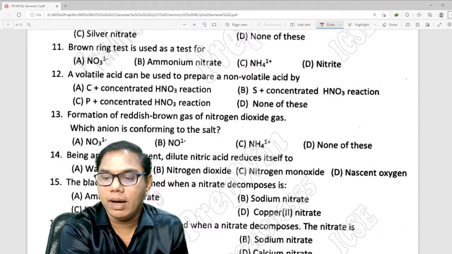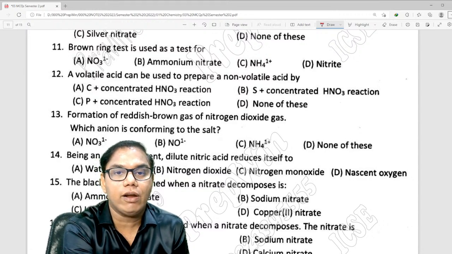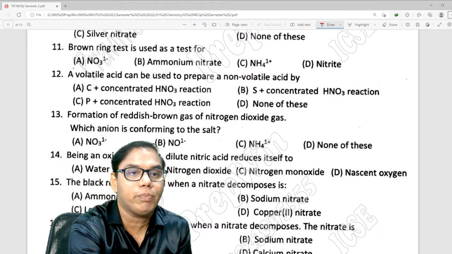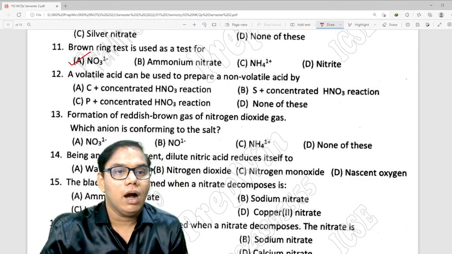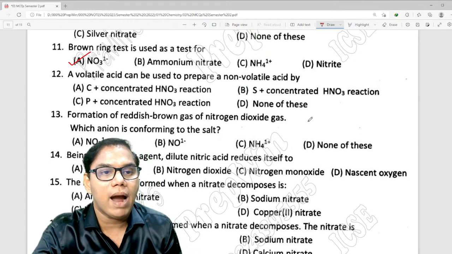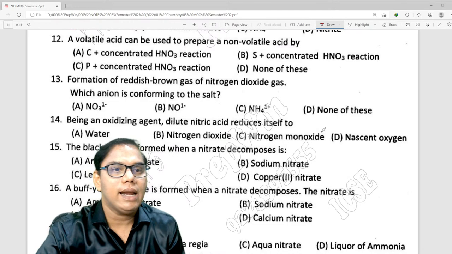Arrow mark is a must in a chemical reaction. Left hand side of arrow is reactant, right hand side is the product, okay? Correct option is A. A volatile acid can be used to prepare a non-volatile acid by dash.